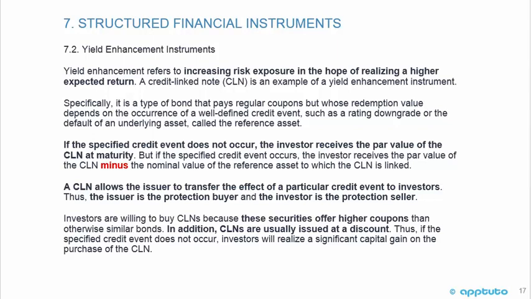If the specified credit event does not occur, the investor receives the par value of the CLN at maturity. But if the specified credit event occurs, the investor receives the par value of the credit-linked note minus the nominal value of the reference asset to which the CLN is linked. So a CLN allows the issuer to transfer the effect of a particular credit event to investors. Thus, the issuer is the protection buyer and the investor is the protection seller.